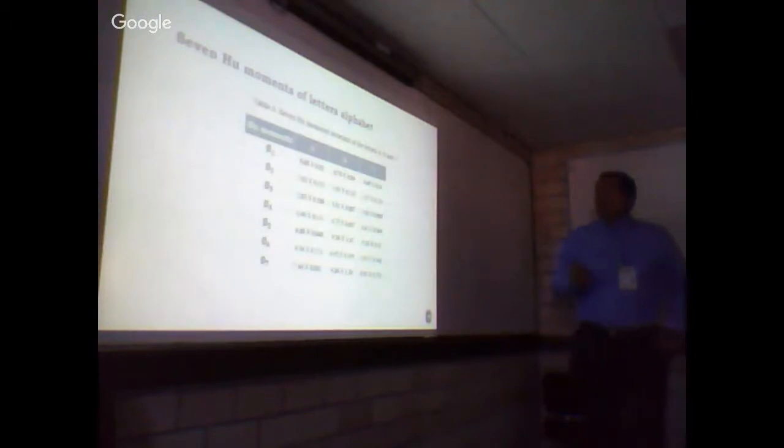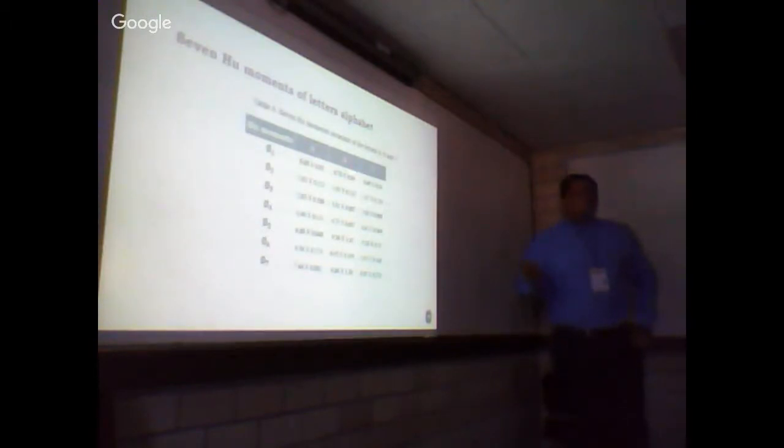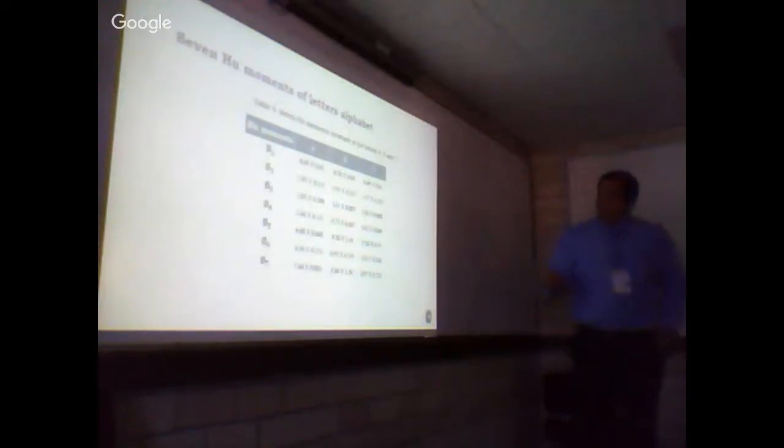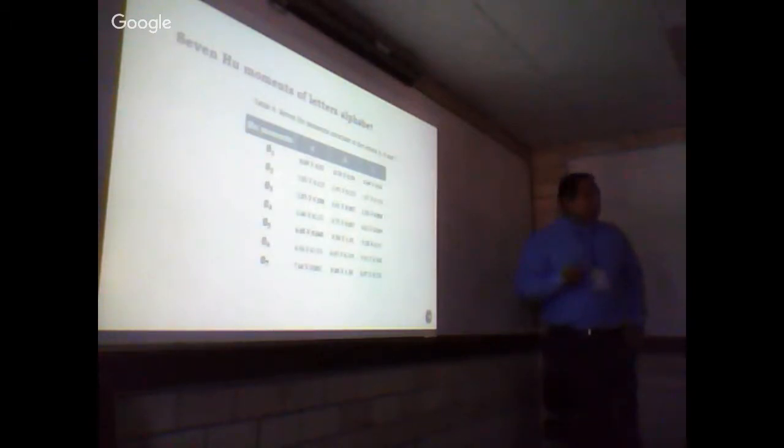Do you remember the letters A, S, T? They are very similar. With the seven moments, the difference is clear, because T and A have the same number, but the second and third differ, and the difference is clear. So these seven moments are the input for my multi-layer perceptron.